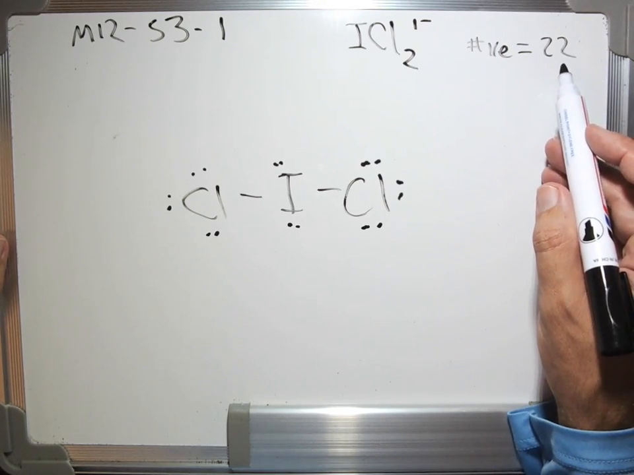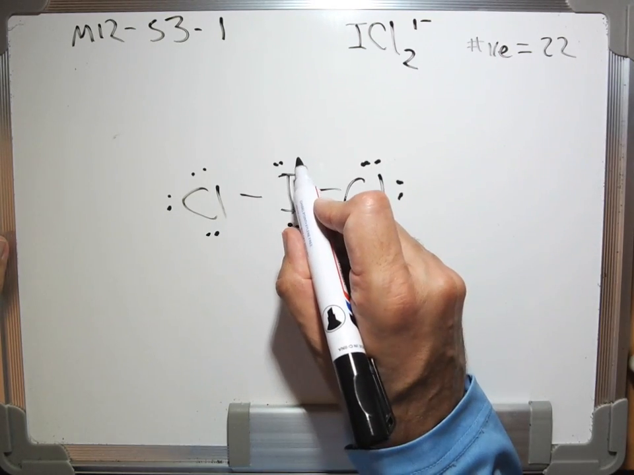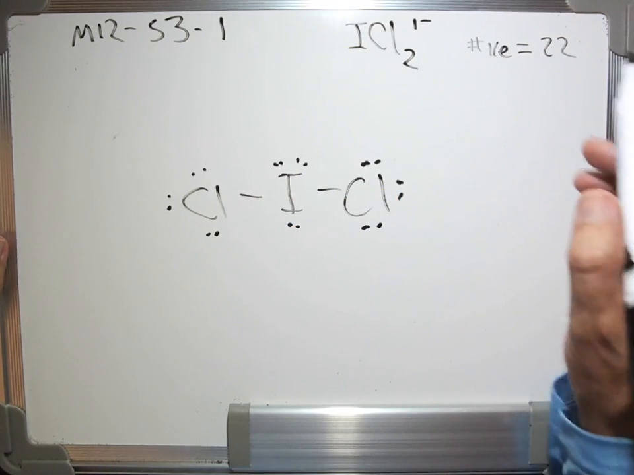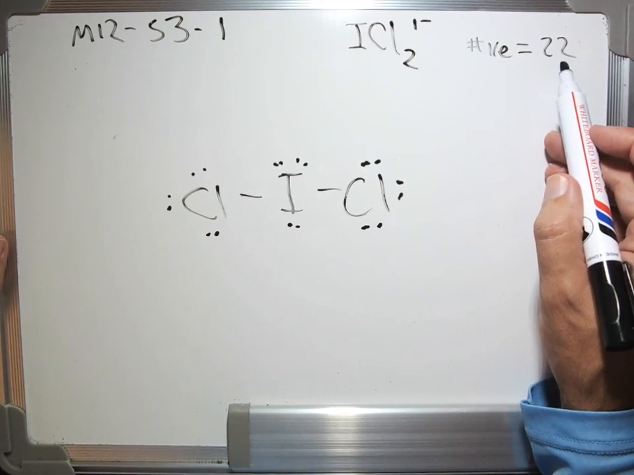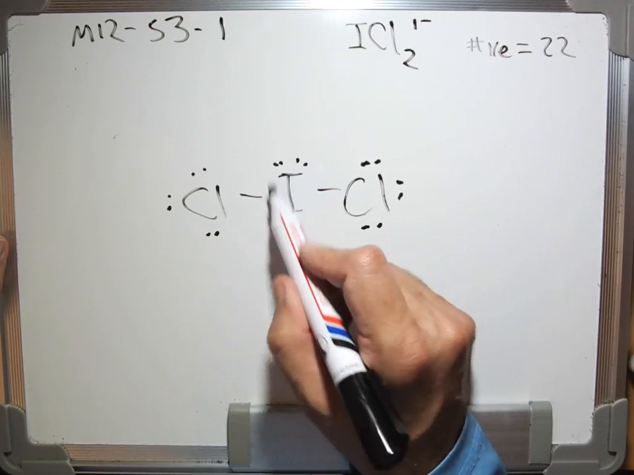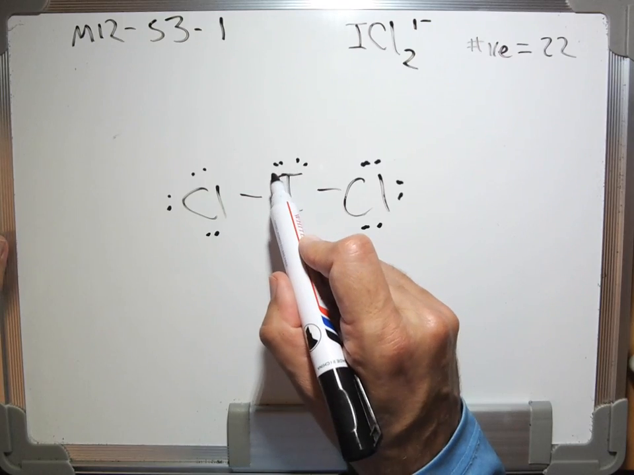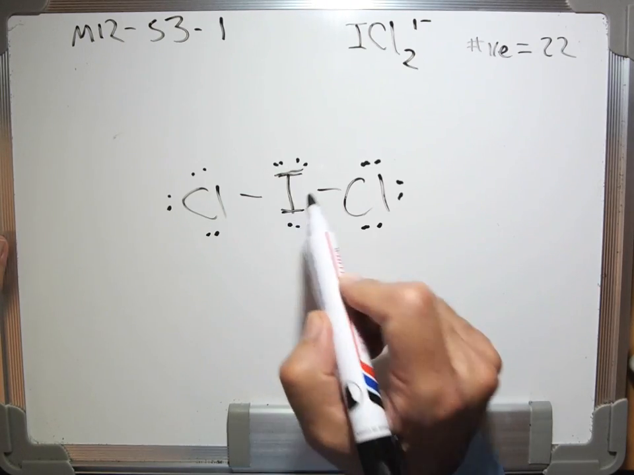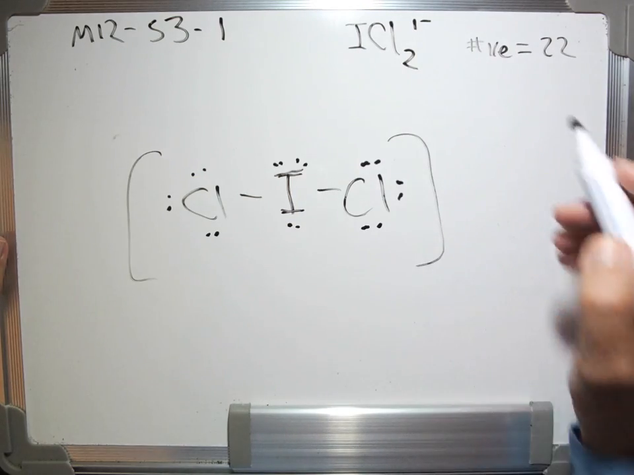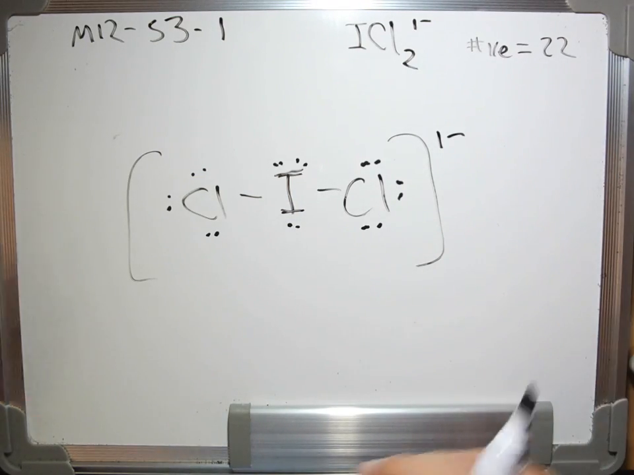I have 22. Every time this sort of case arises, I continue to add lone pairs to that central element until I use the required number. I have violated the octet rule on that central iodine, but that is okay. Iodine is below period 3 on the periodic table, so we are okay there. I would indicate that this is a molecular ion that carries a minus 1 charge.